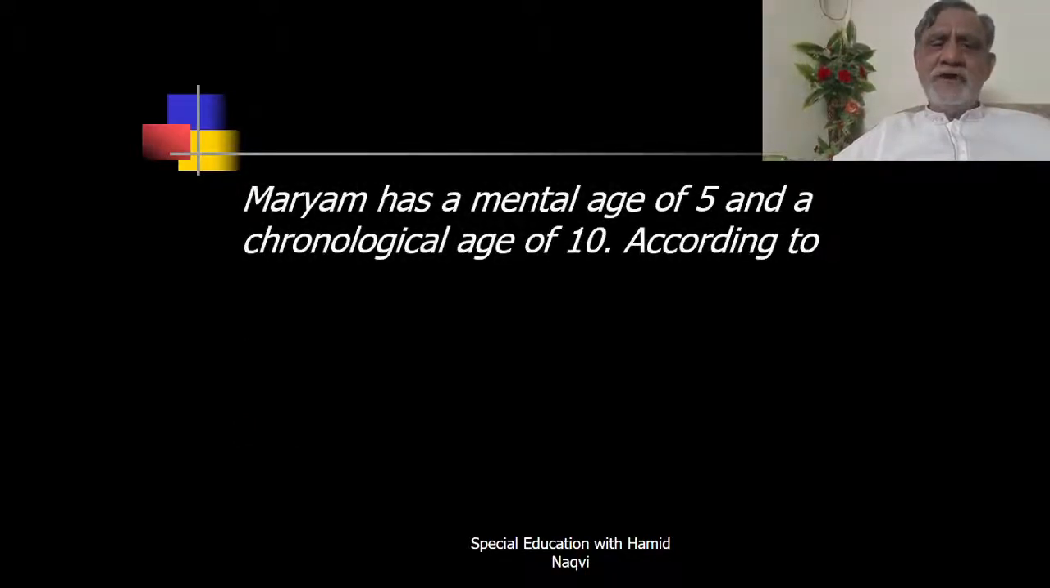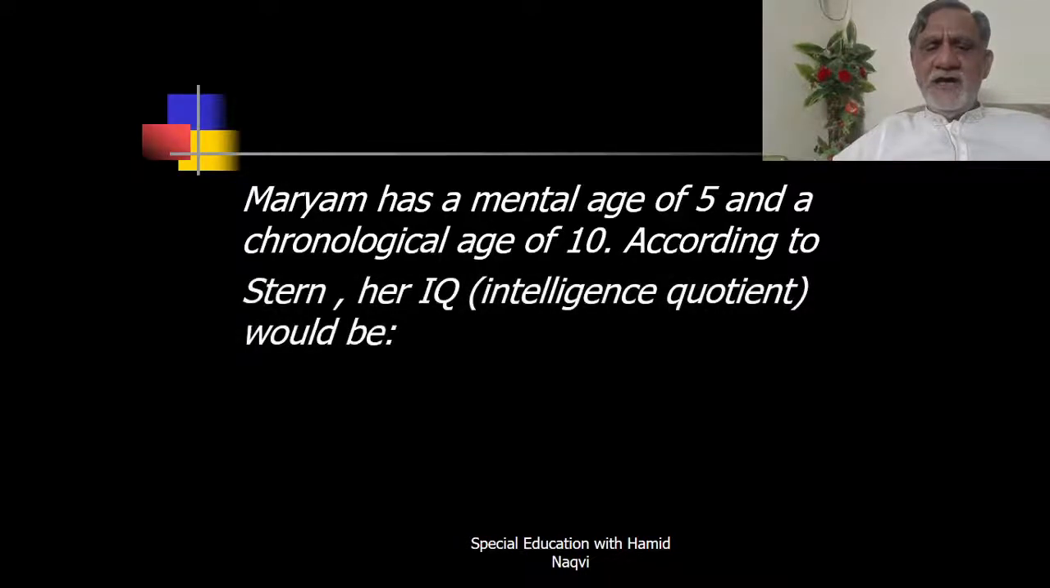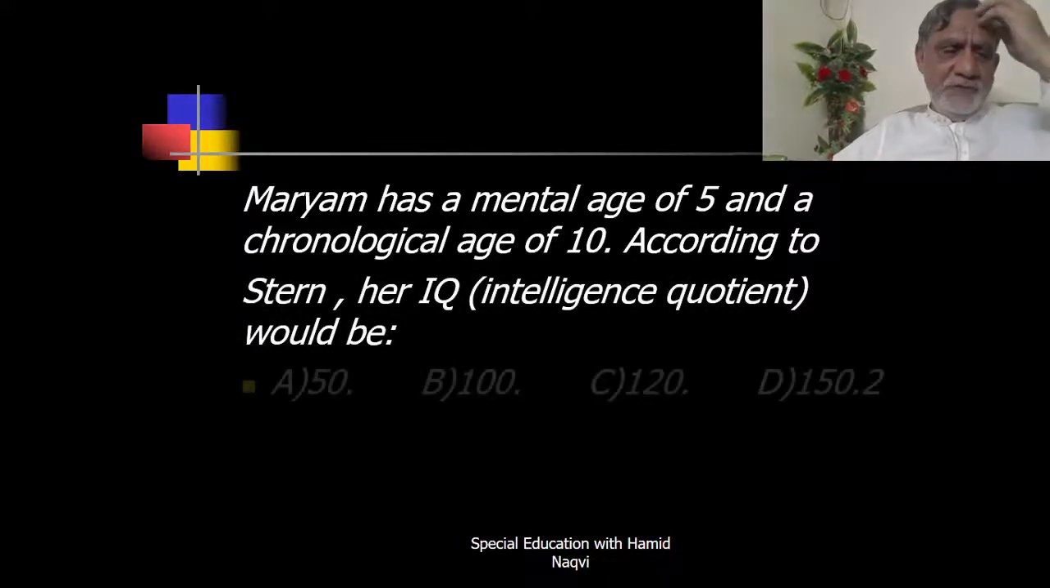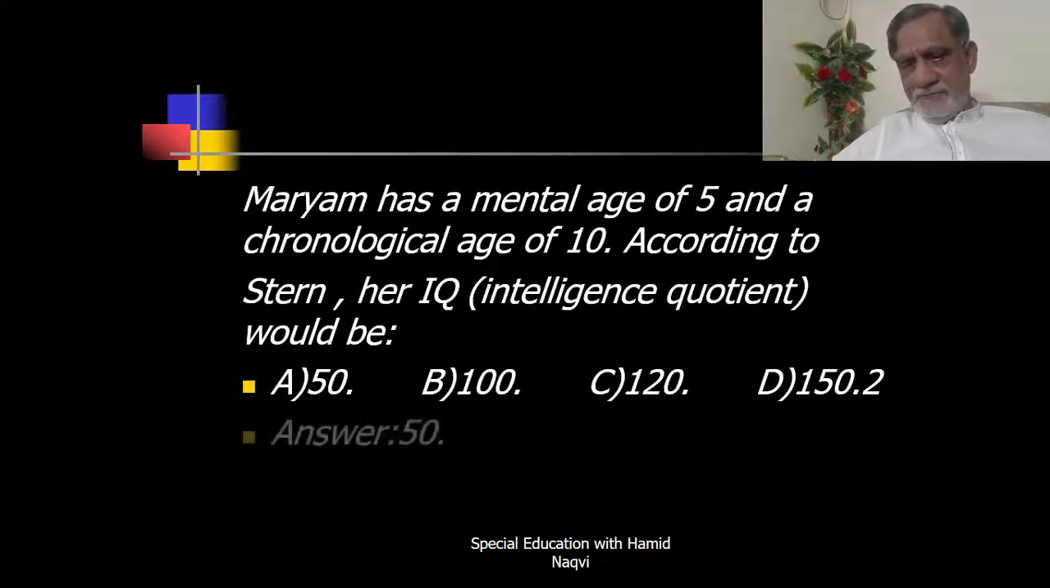Next question is, Mariam has a mental age of 5 and a chronological age of 10. According to Stern, her IQ, intelligence quotient, would be 50, 100, 120, or 150. Answer is 150.